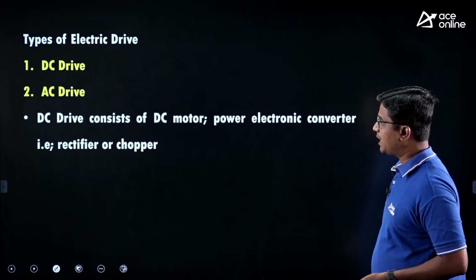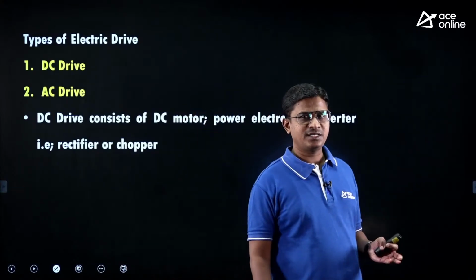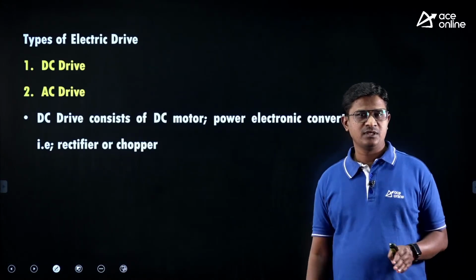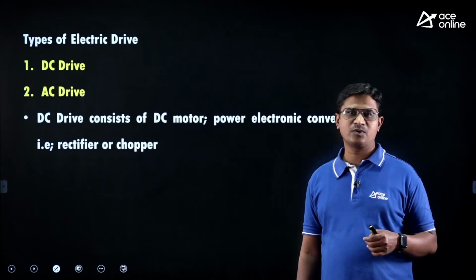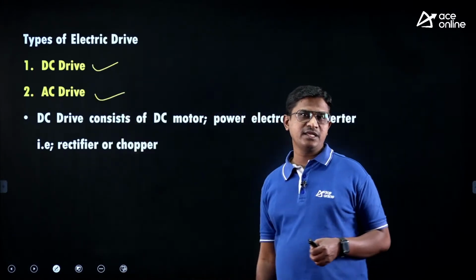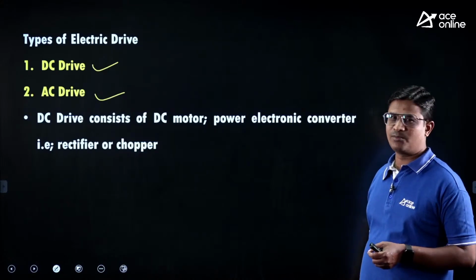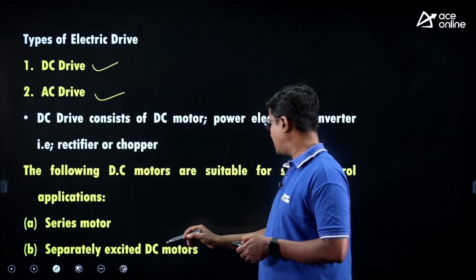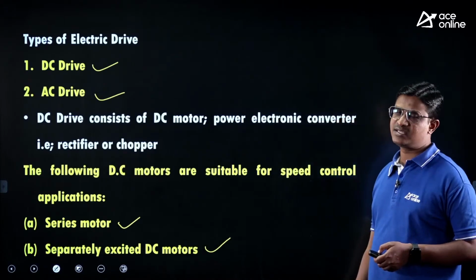Next, types of electric drive. We know in electric machines you might have studied the DC motors and AC motors, right? The speed control of DC motor using the power electronic converter is nothing but your DC drive, and similarly we have the AC drive. So there are two types of electric drive, DC drive and AC drive. In a DC drive, the DC motors are used. Generally for speed control the suitable motors are DC series motor and separately excited DC motor, right? DC series motor and separately excited DC motors are used.